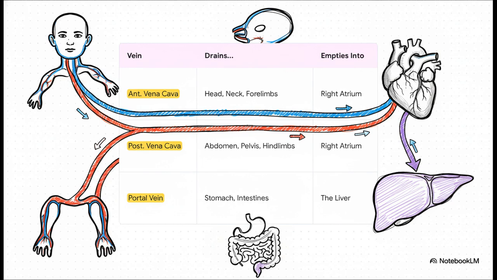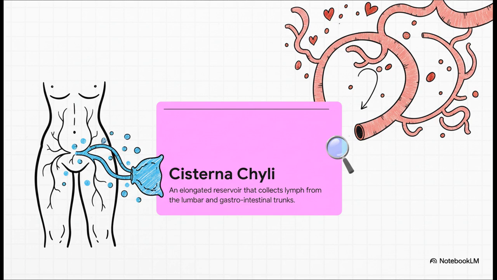But now look at the portal vein. This one's special. It gathers up all the nutrient-rich blood from the stomach and intestines, but instead of going straight back to the heart, it makes a pit stop at the liver. This lets the liver process all those nutrients and detoxify things before that blood re-enters circulation. It's a critical step. Now let's switch over to that parallel system, the lymphatics.